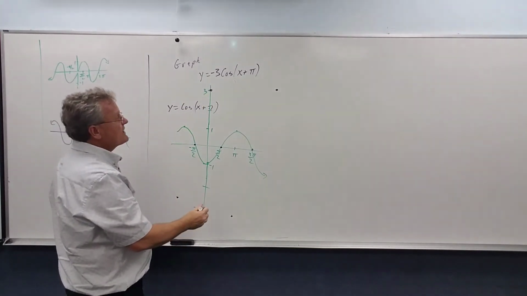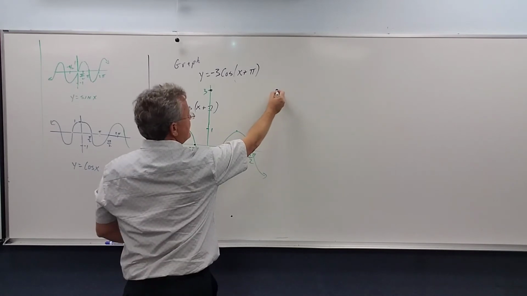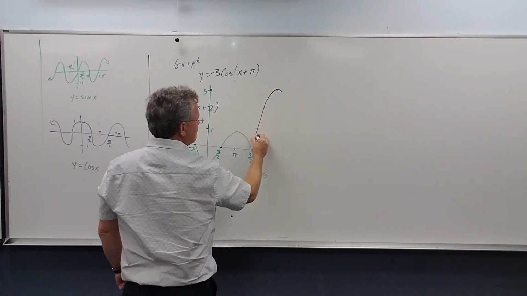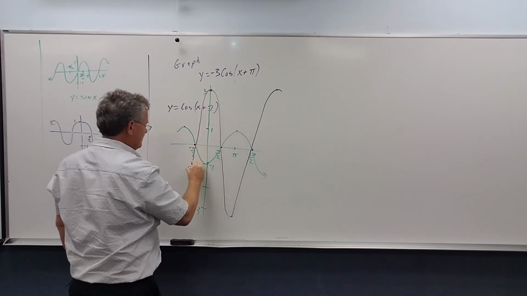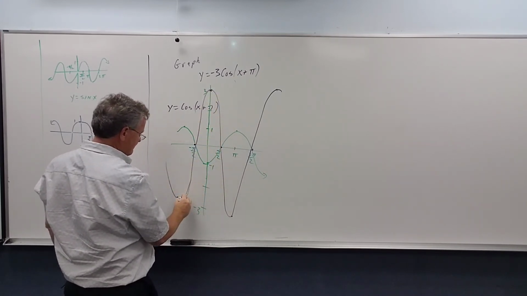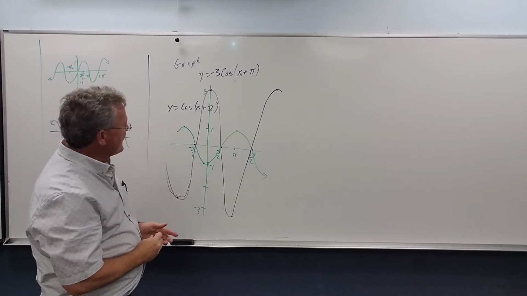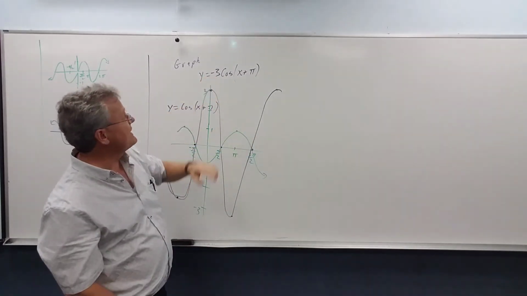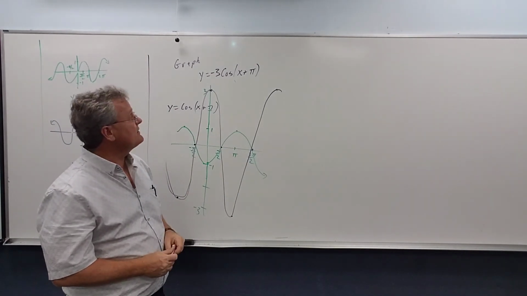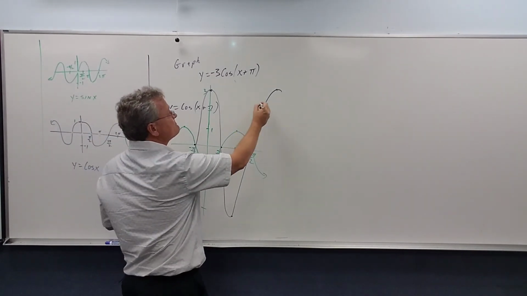And now we just connect these dots with our cosine graph. Not very good, but you got the idea here. You just connect these. That's the graph of -3 times the cosine of x plus pi, this purple graph.